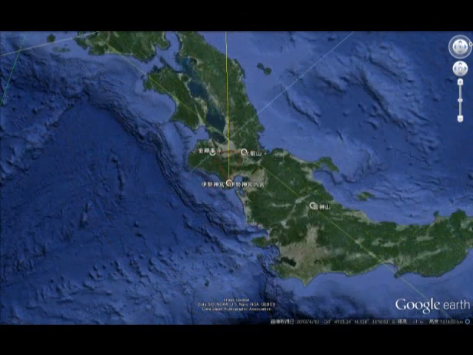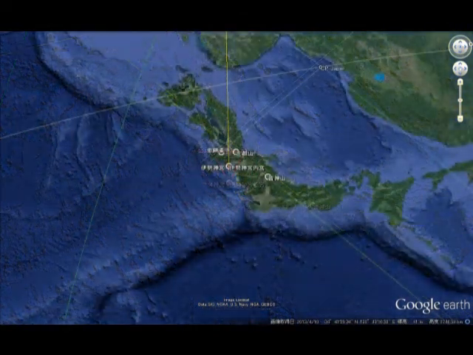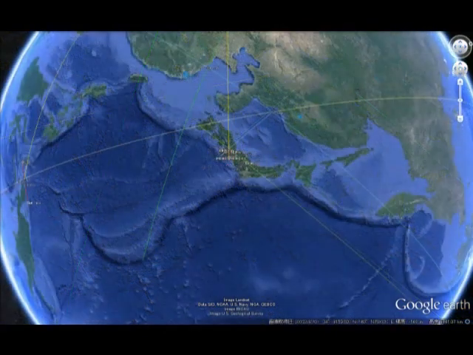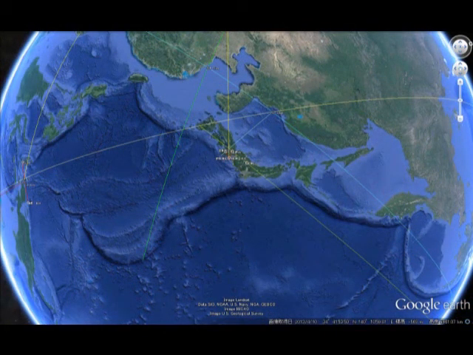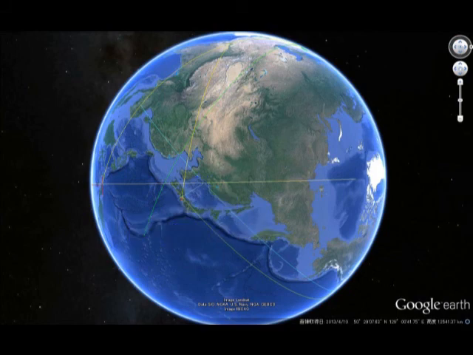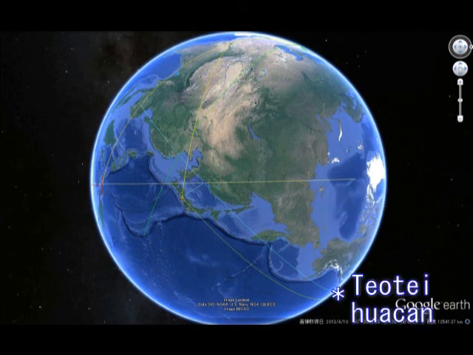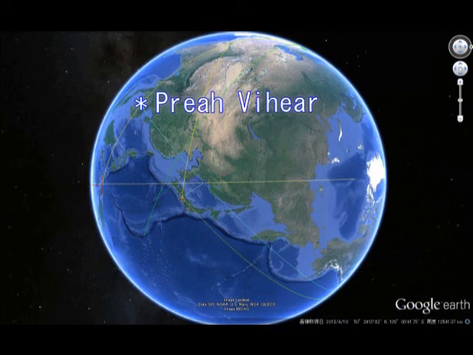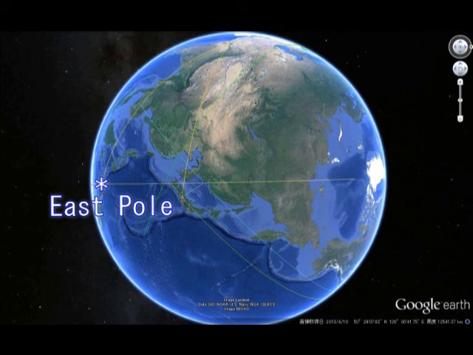Anyway, this is Japan, and Japan is here. Cross point Japan is here. Cross point China and Giza over there, and Mohenjo-daro is here, and the North Pole is here. Teotihuacan. This line will take you to Teotihuacan, and Previa here. And ladies and gentlemen, this is the East Pole, right?